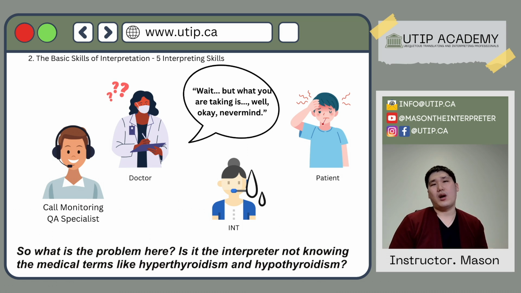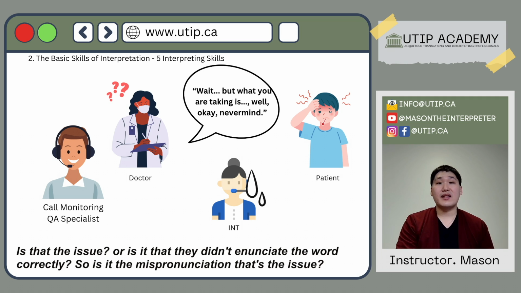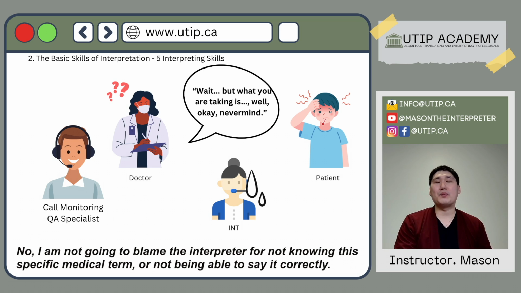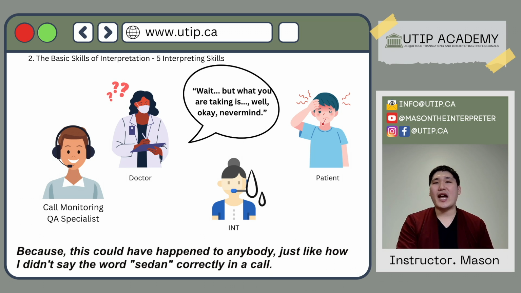So what is the problem here? Is it the interpreter not knowing the medical term, like hyperthyroidism and hypothyroidism? Or is it that they didn't enunciate the word correctly? So is it the mispronunciation that's the issue? No, I am not going to blame the interpreter for not knowing this specific medical term or not being able to say it correctly, because this could have happened to anybody. Just like how I didn't say the word sedan correctly in a call.